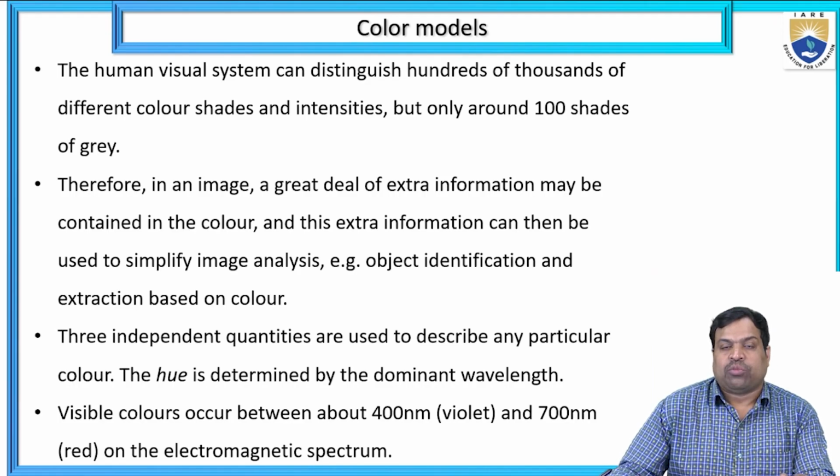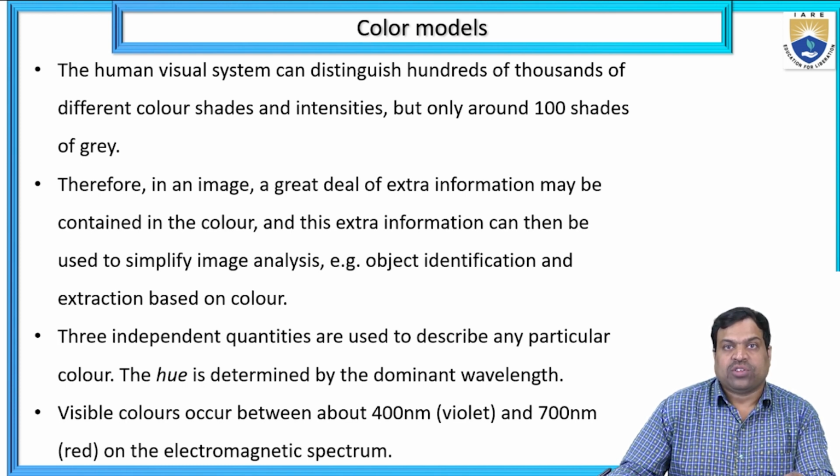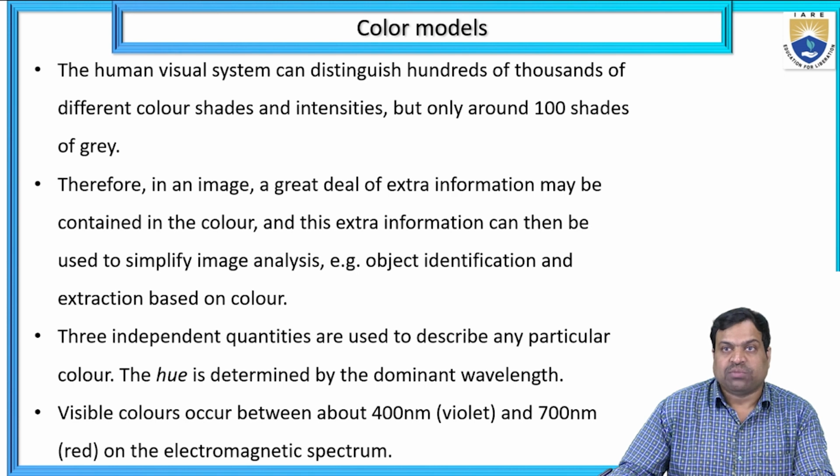So, what are the color models, how are they related to image processing, how many types of color models are there, and how are we creating them? We will discuss that today. Actually, the human visual system can distinguish hundreds of thousands of different color shades and intensities, but only around 100 shades of gray. Color combinations means that when we combine two or more colors, we create another color. So here the human visual system is important: how they are identifying the color.